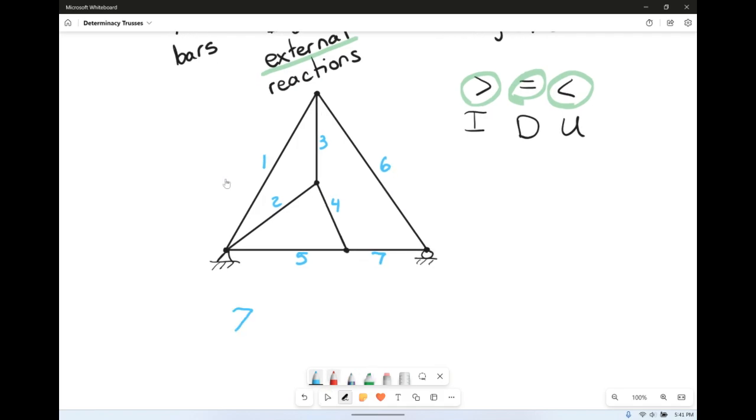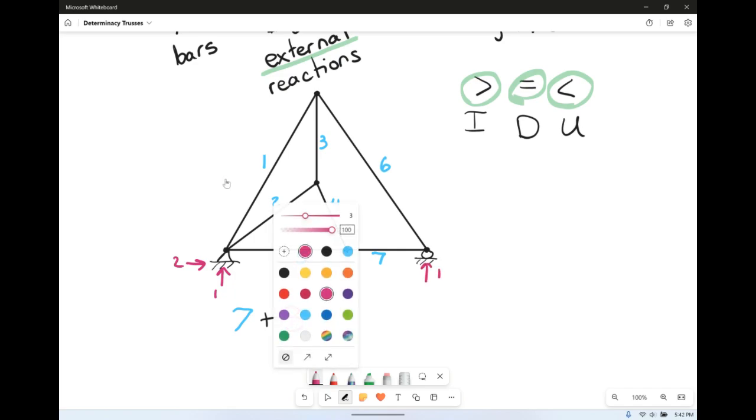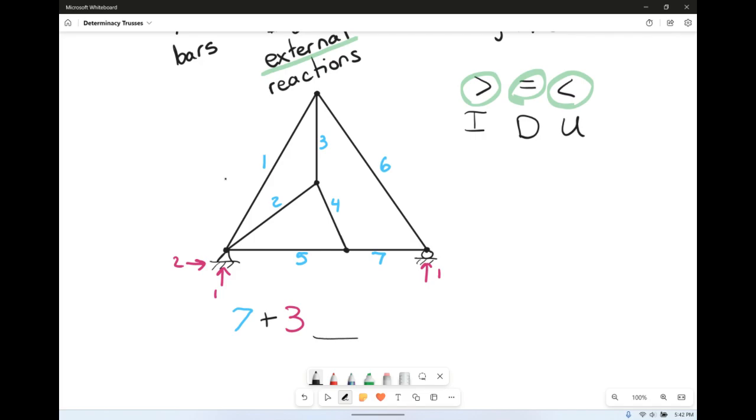So 7 bars, plus we need the number of external reactions. So at a pin, we have a vertical and a horizontal, so that's 1 and 2. And at a roller, we have 1, so we have 7 plus 3. And we want to know how this compares to the number of joints. So this is a joint, right? At the pin, that's a joint. This is a joint. This is a joint. This is a joint. Again, at the support, that's a joint.